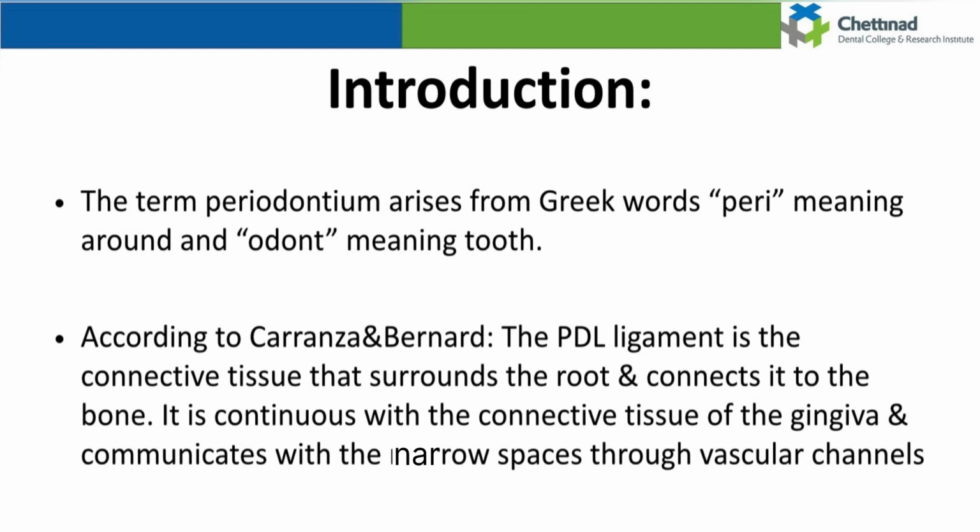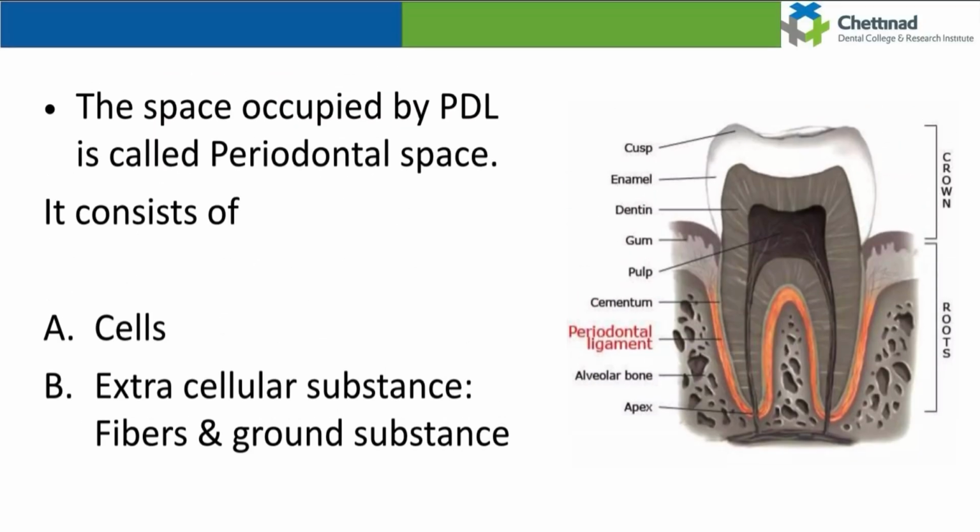According to Carranza and Bernard, the PDL is a connective tissue that surrounds the root and connects it to the bone. It is continuous with the connective tissue of the gingiva and communicates with the narrow spaces through vascular channels. The space occupied by the PDL is called the periodontal space, and it consists of a number of cells and extracellular substance, that is, fibers and ground substance. We are mainly going to focus on the fibers.